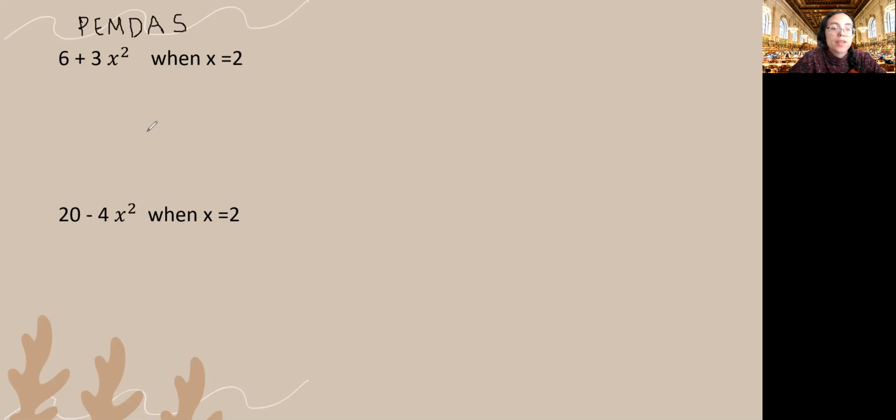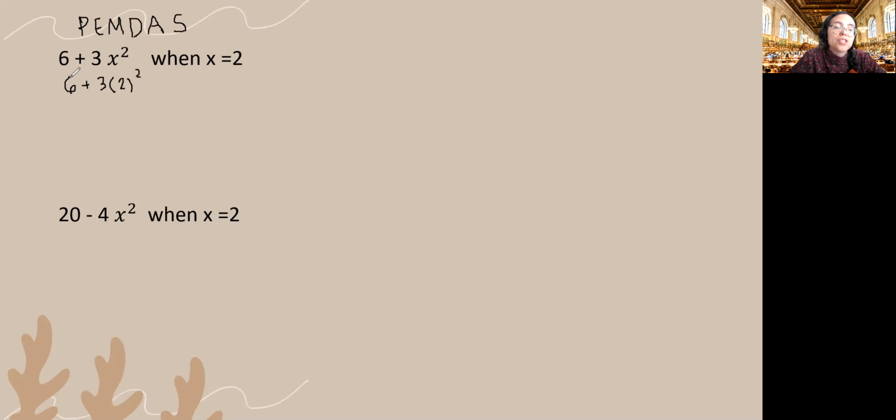Alrighty, I hope that you got a good crack at those problems. We're going to work on them together now. So we have our variable expression here, 6 plus 3x squared, when x equals 2, and we're asked to evaluate. So wherever I see an x, I'm going to write a 2. So 3 times 2 squared.